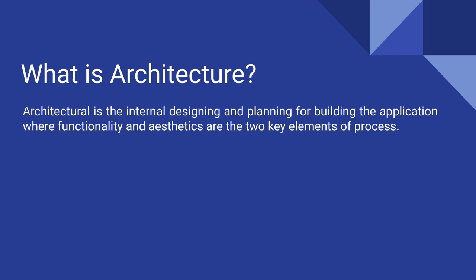Okay, so first of all, you need to understand what architecture is and what the major components are to build any application. So let's first start with architecture. Architecture is the internal designing and planning for building the application, where functionality and aesthetics are the two key elements of the process.